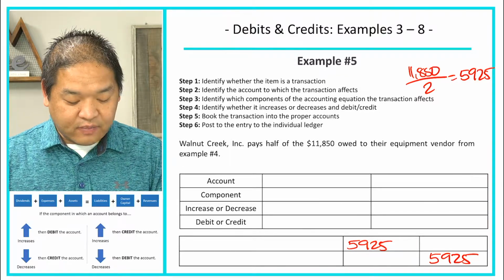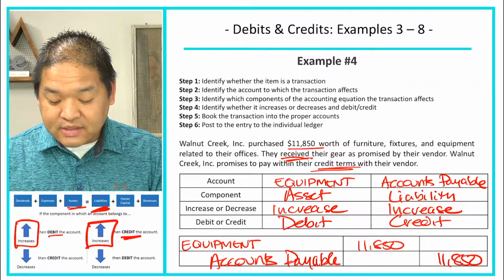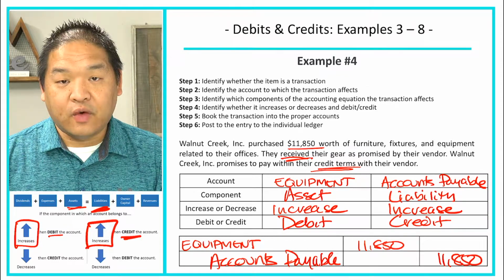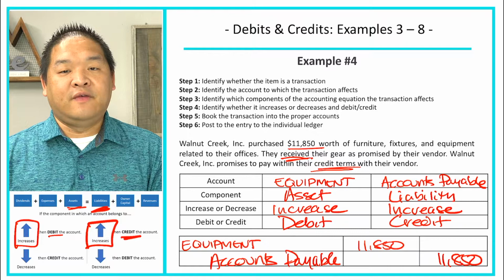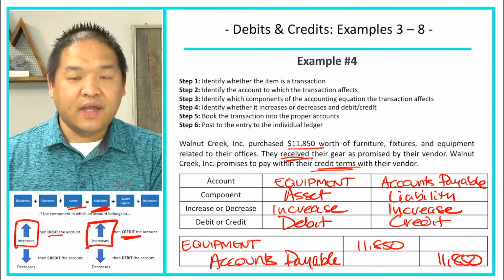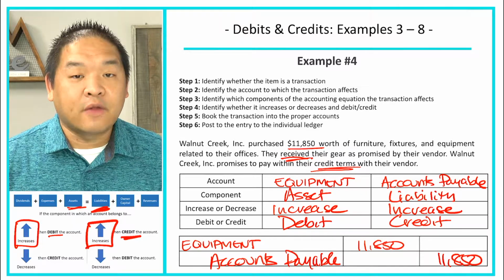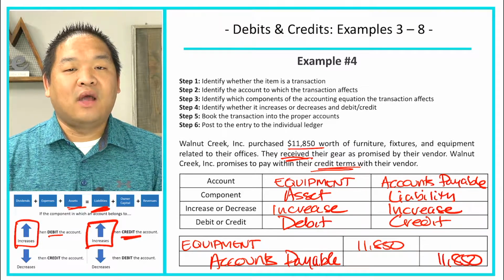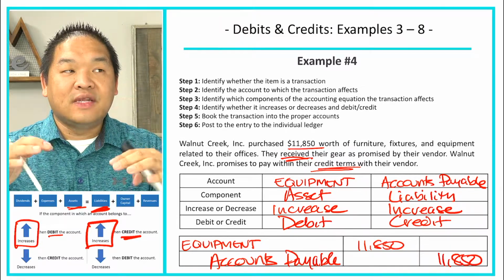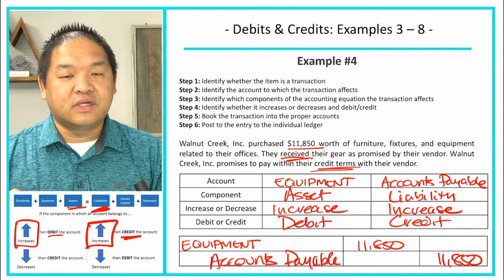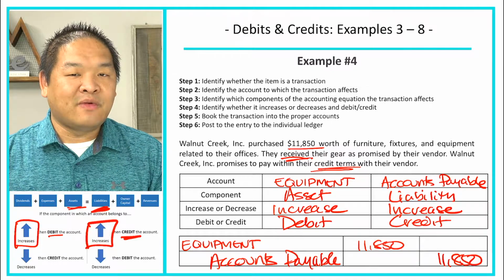All right, so Walnut Creek pays half of the $11,850 owed to their equipment vendor from example 4. So if we go back to example 4, we notice that they got equipment and they didn't pay for it. So now we have to pay for half of it. And you might go, why didn't they just pay for the whole thing? Well, maybe they didn't want to. Maybe there's a cash flow problem. Maybe they are nearest to their credit limit and they want to buy more. So in order to buy more, they have to reduce it a little bit, but they still have a little bit of time before it's due.